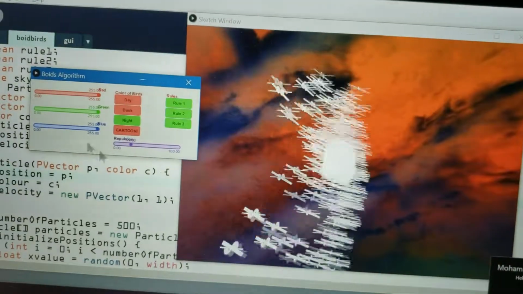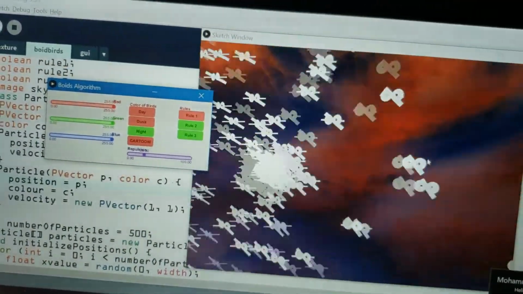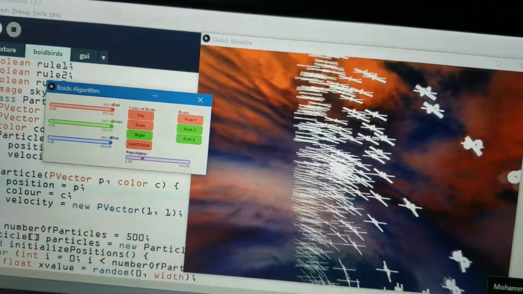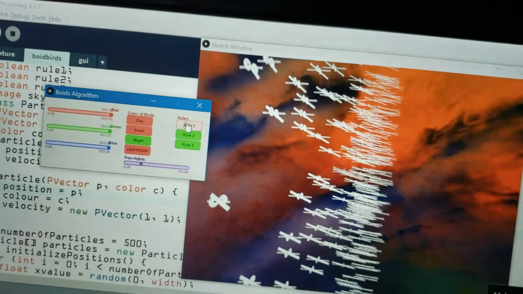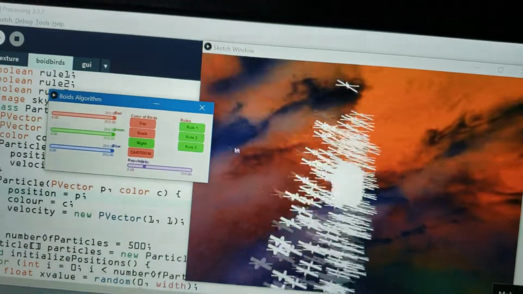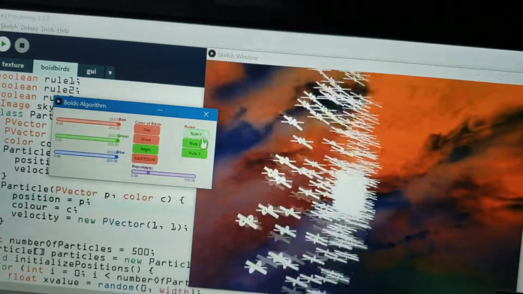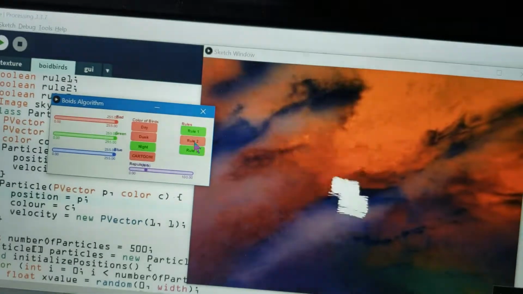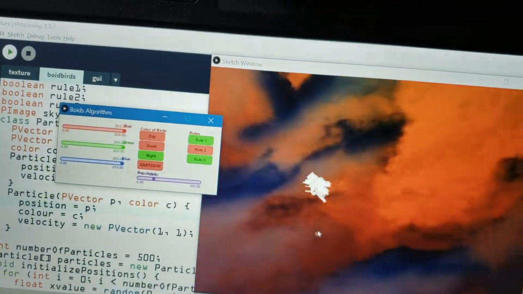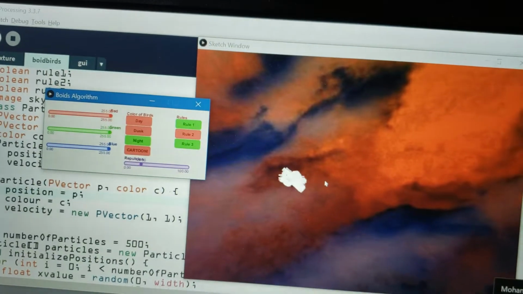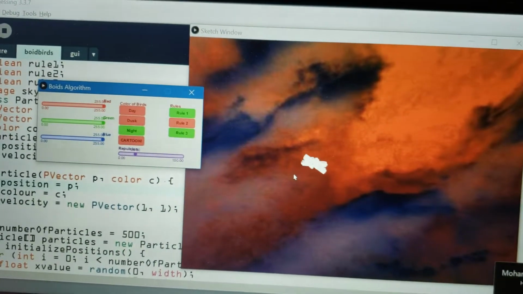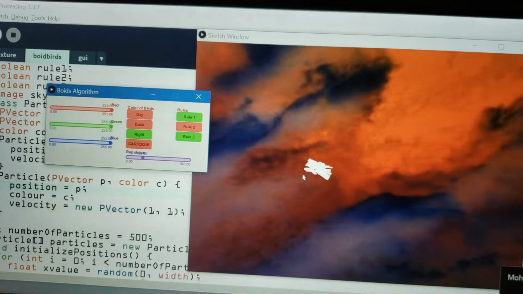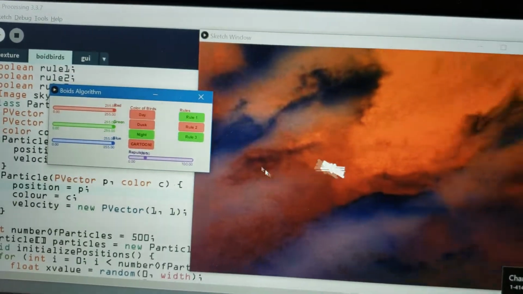So once you get rid of the first rule, they're not attracted to each other, they're attracted away from each other, because rule 2 is still implemented. Once you turn that back on, now let's turn off rule 2, and now they're not flying away from each other. So you see, this doesn't actually mimic flock behavior, because they're not trying to avoid collisions, they're just stuck together like this.